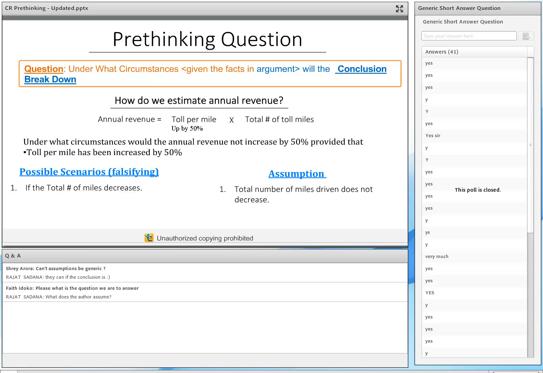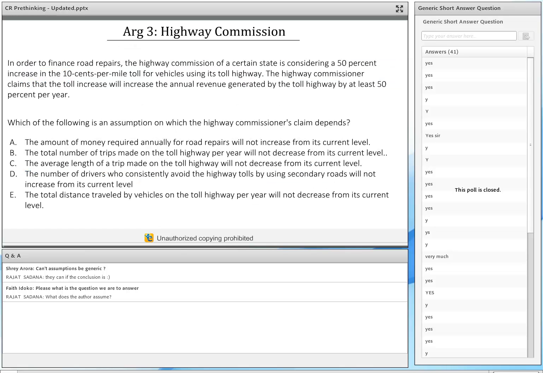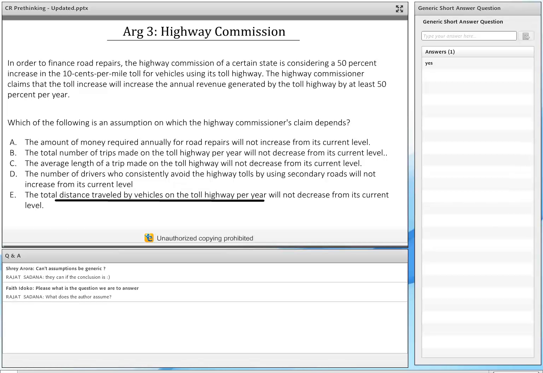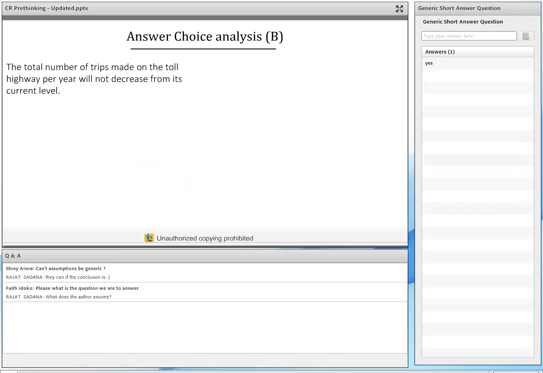Perfect. Now, let's look at the answer choices. The only answer choice that talks about total number of miles is choice E, where we talk about the total distance traveled by vehicles over the toll highway will not decrease from its current level. That's the only choice like that. Let's look at choice B. Choice B is really popular.